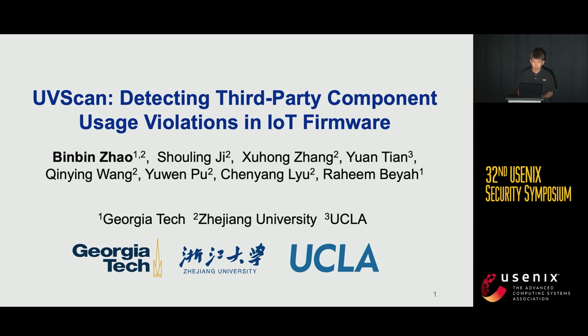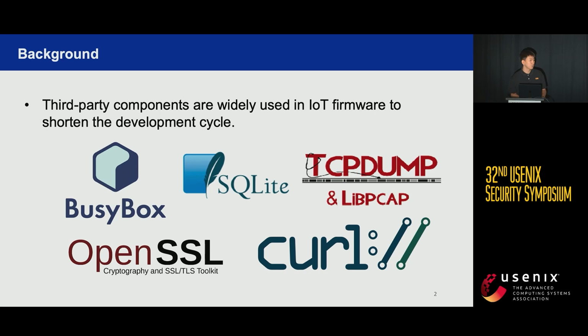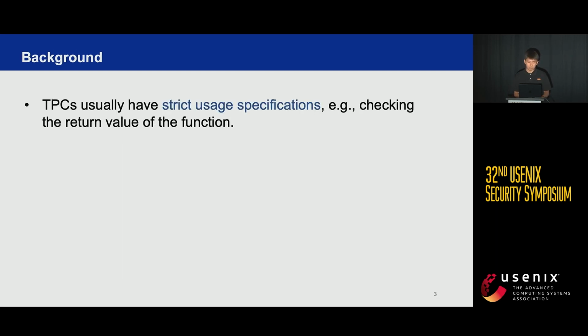Today I'm going to present our work, detecting third-party component usage violations in IoT firmware. It's a joint work by Georgia Tech, Zhejiang University, and UC Los Angeles. As we all know, third-party components are widely used in IoT firmware to shorten the development cycle. For example, BusyBox and OpenSSL are two of the most popular third-party components used in IoT devices.